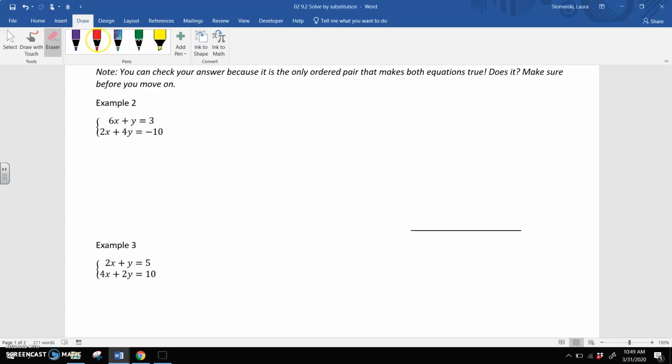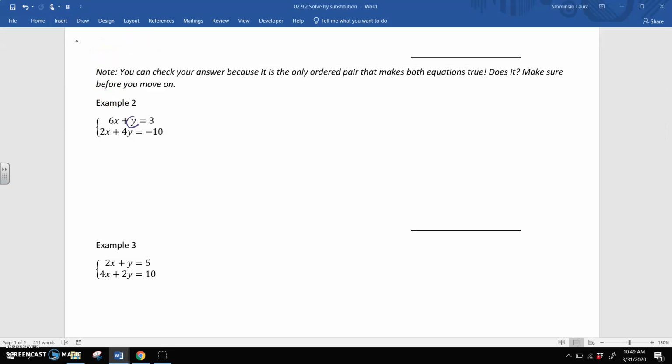I noticed that the first equation has a y that's kind of lonely, so I choose to solve that one. It doesn't really matter what you choose to solve, whether it be which equation or which variable you're solving for, but just make your job as easy as possible. So I chose this one because, again, to get the y by itself, all I have to do is subtract 6x from both sides. So I get y equals negative 6x plus 3. So step 1 of substitution is to make sure that you isolate a variable.